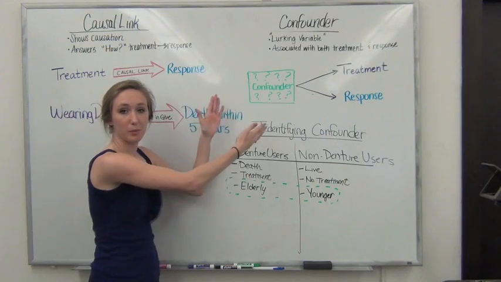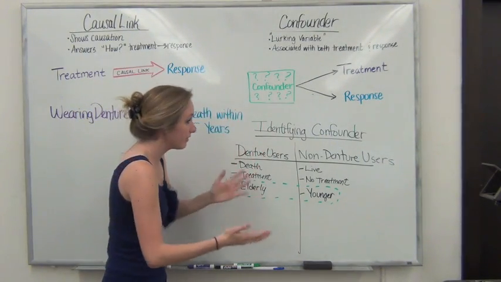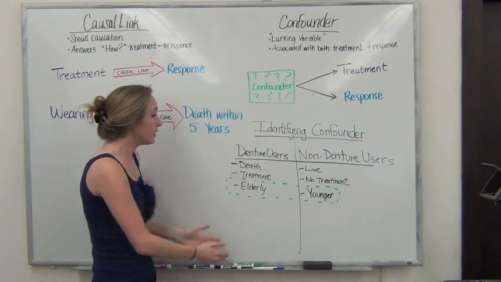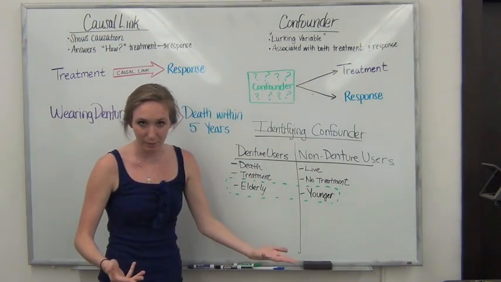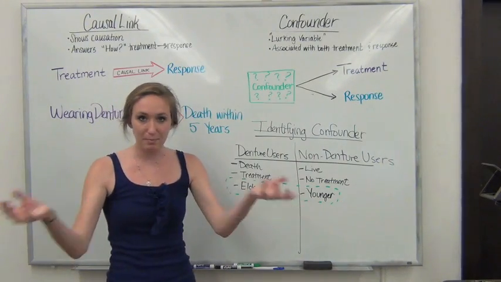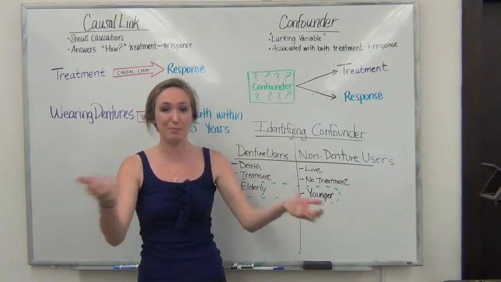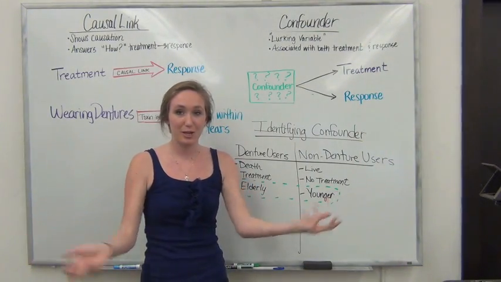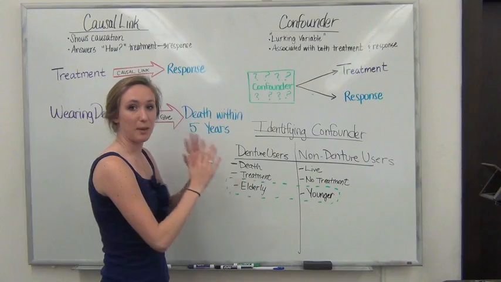Well, this is the main problem with observational studies. There's almost no way to avoid having confounders in an observational study because our denture users and our denture non-users are inherently different to begin with, because they were already divided by fate and circumstance, and the same differences that put them in the treatment group and comparison group could also result in other differences as well. So that's the main problem with the observational study.